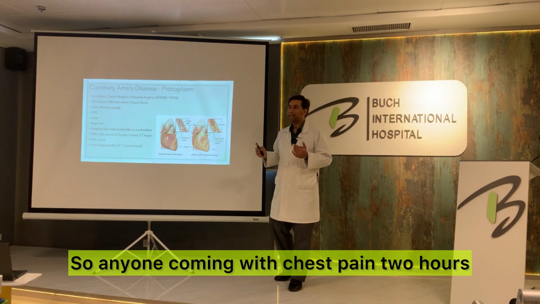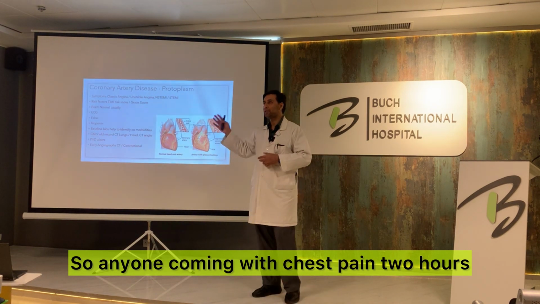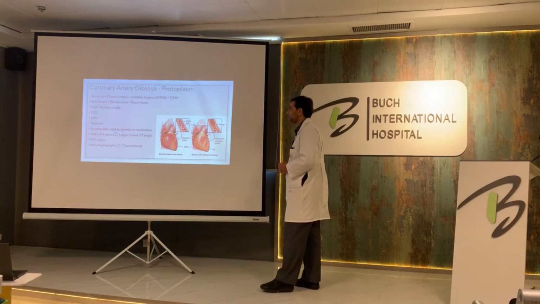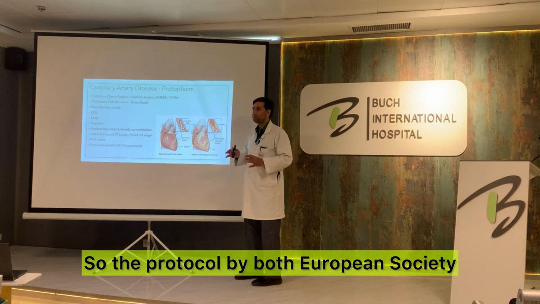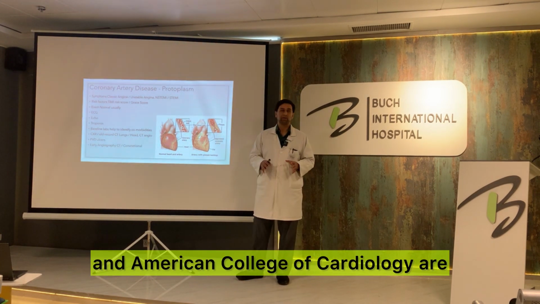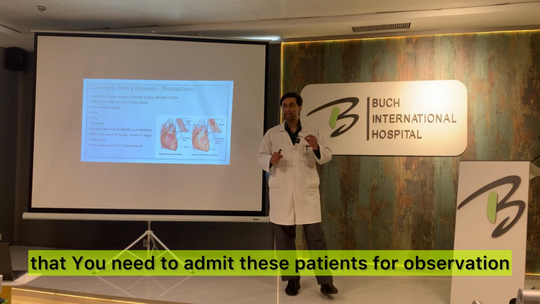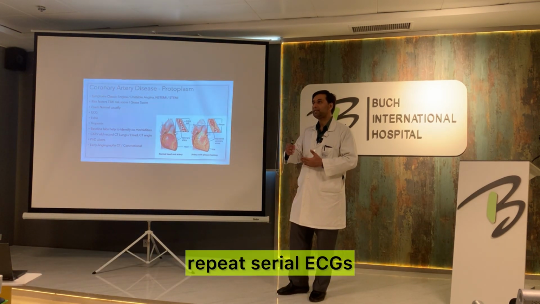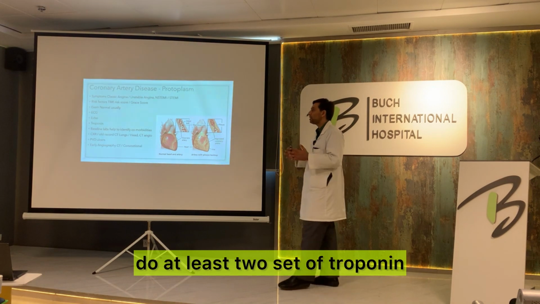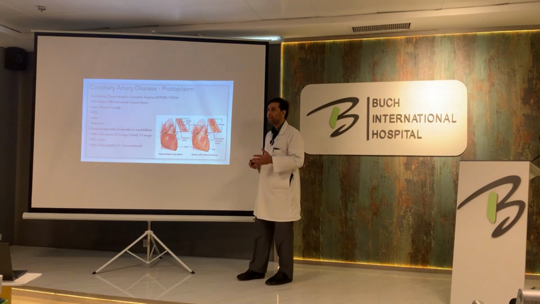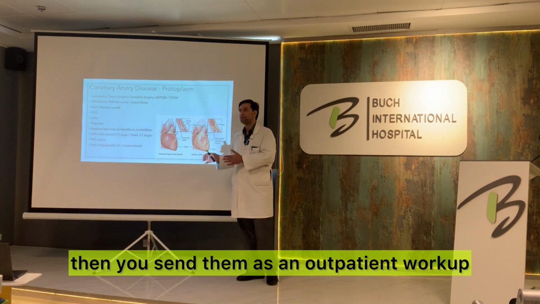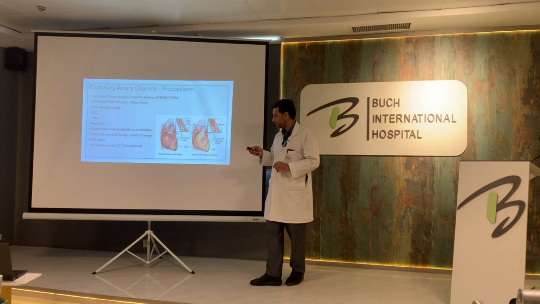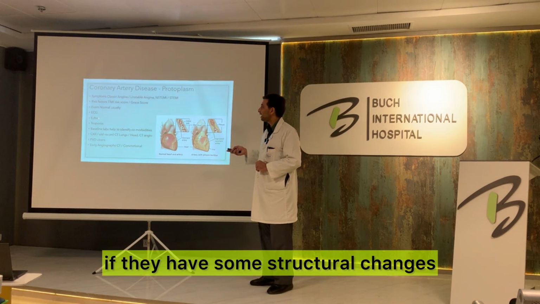But 1 or 2 hours before or after, ECG might be normal. So anyone coming with chest pain 2 hours ago with a normal ECG does not mean they don't have ischemic heart disease. The protocol by both the European Society and the American College of Cardiology is that you need to admit these patients for observation, repeat serial ECGs, do at least 2 sets of troponin, and if they are negative, then you send them as an outpatient workup for their risk stratification, whether they need a stress test or so.